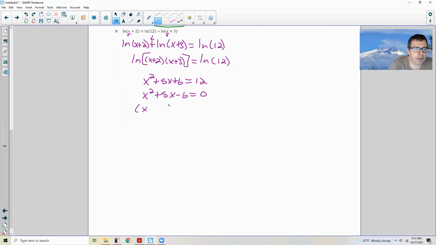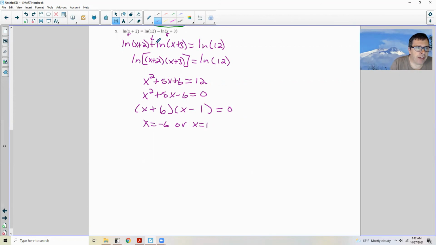I want factors of negative 6 that add up to 5. So I know that one's positive and one is negative. And 6 times 1 is 6, and a positive 6 and a negative 1 will add up to 5. So it's x plus 6 or x minus 1. And therefore x equals negative 6 or x equals 1, using my zero product property.